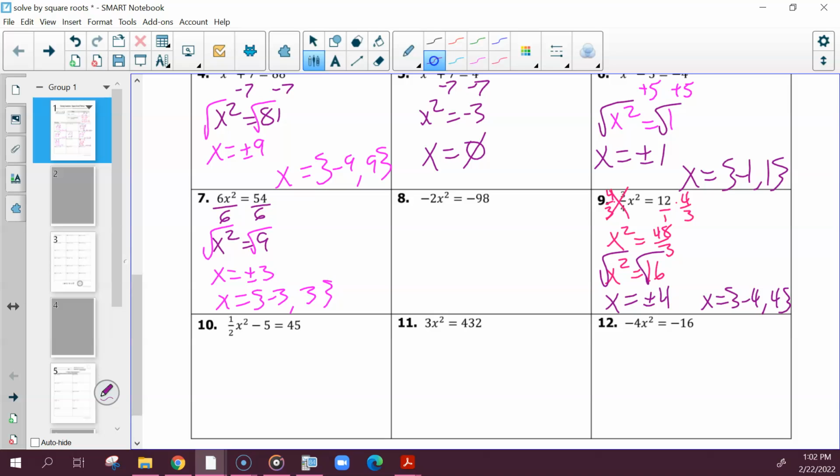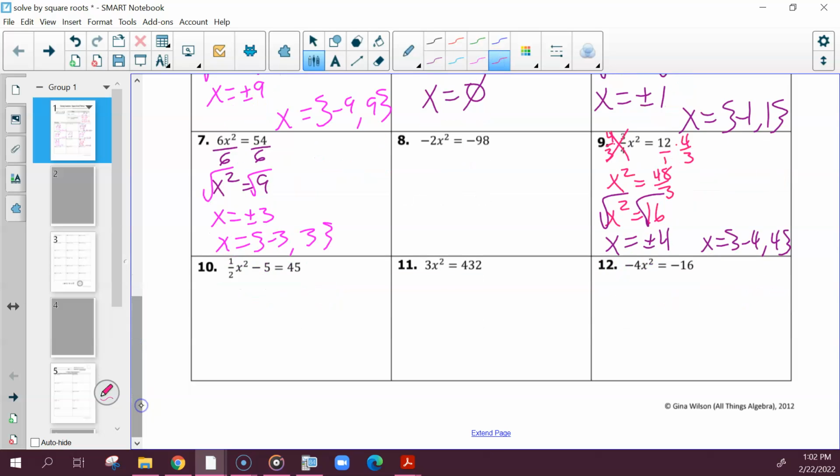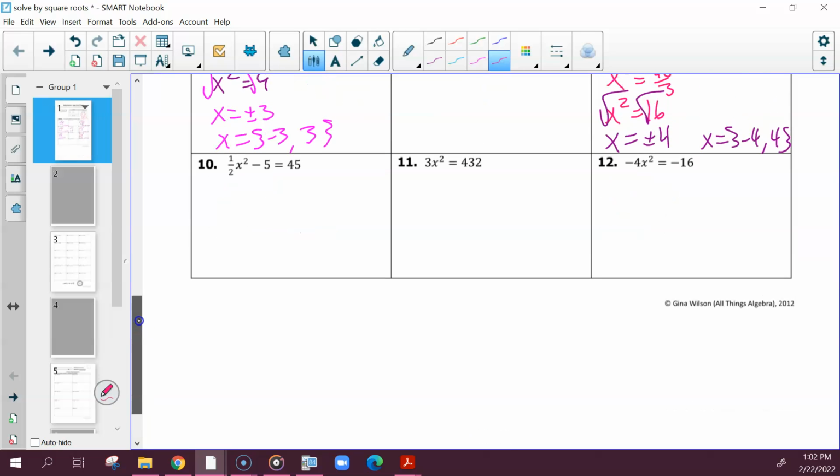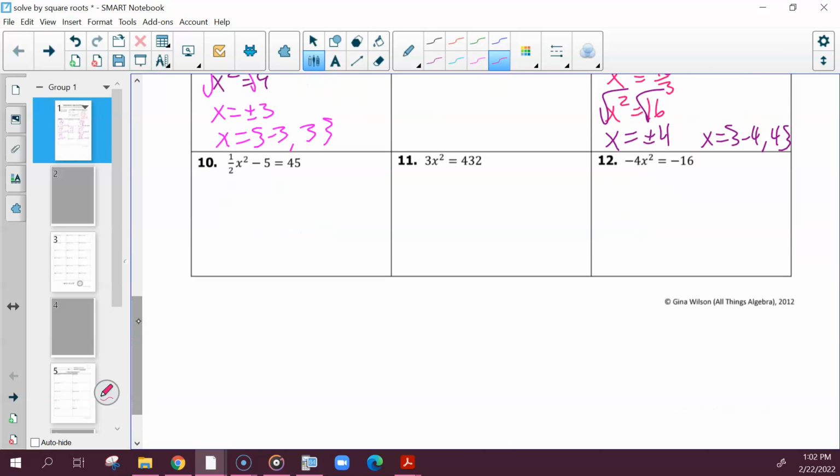Okay, we're going to do one more on this page and then flip over to the back. Let's do number 10. For number 10, we have a lot going on, so we need to get rid of the 5 first by adding it to the other side. Then we have to get rid of the 1/2. So we're going to do exactly what we just did in 9 and take this and multiply it by the reciprocal, which is the same thing as just multiplying by 2.